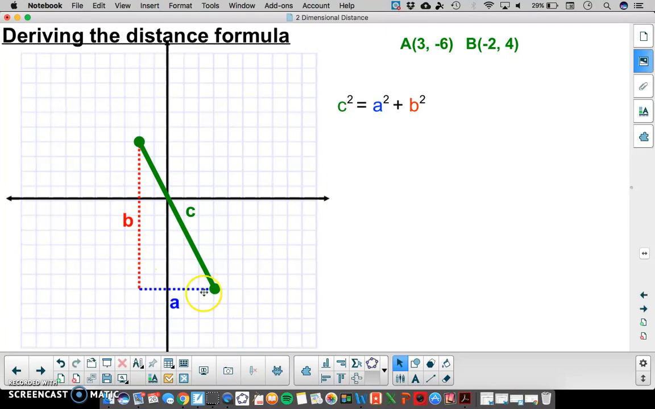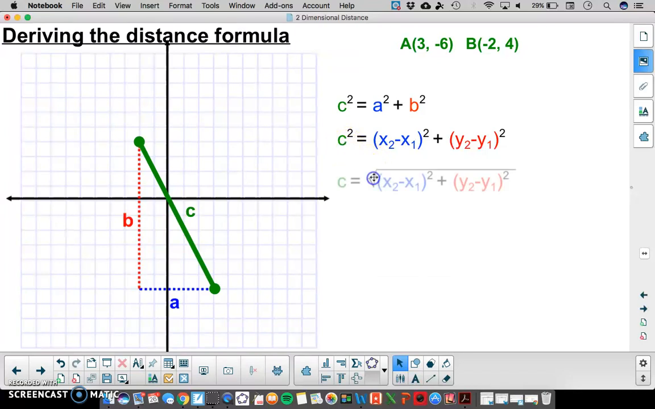I can actually find those horizontal and vertical distances using the coordinates. So for the horizontal distance, I can use my x values of the 2 points that I have, and the vertical distance is going to be the difference in the y values along that segment. Notice if I were to solve for the value of c in this equation, all I have to do is take the square root of both sides. When I do that, I have the square root of x2 minus x1 squared plus y2 minus y1 squared. This is actually my distance formula, being derived from Pythagorean theorem.